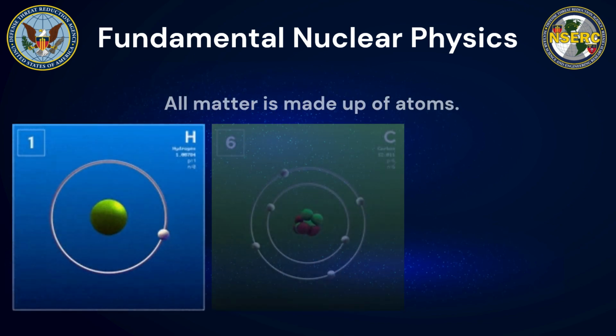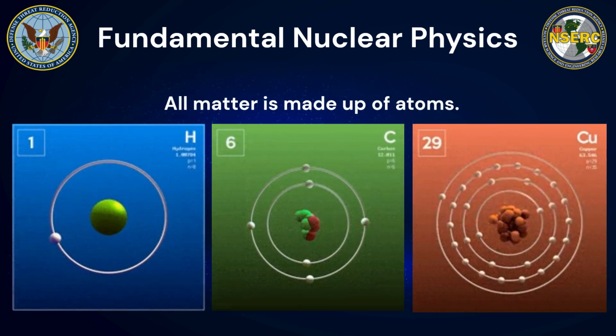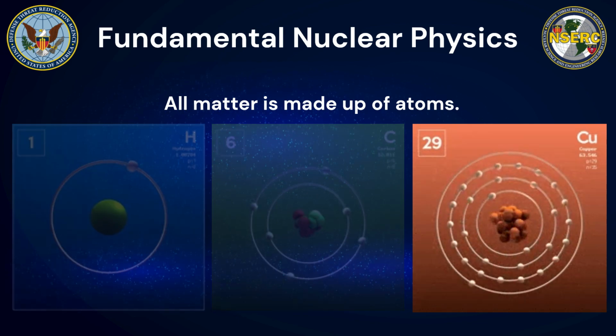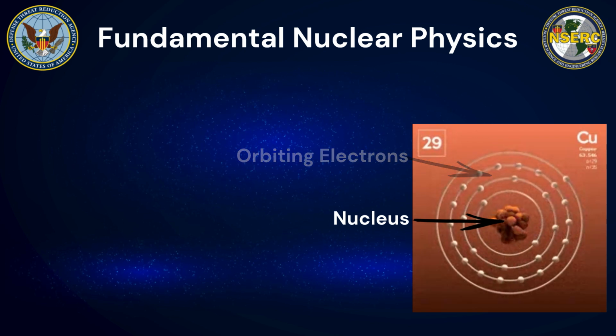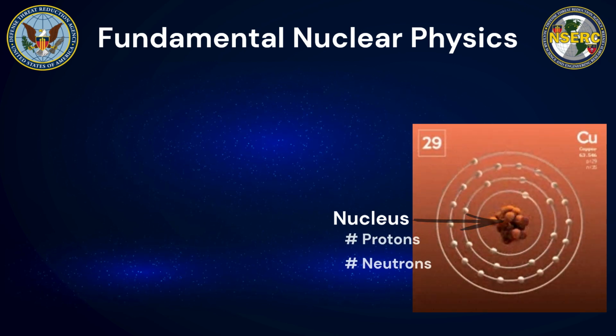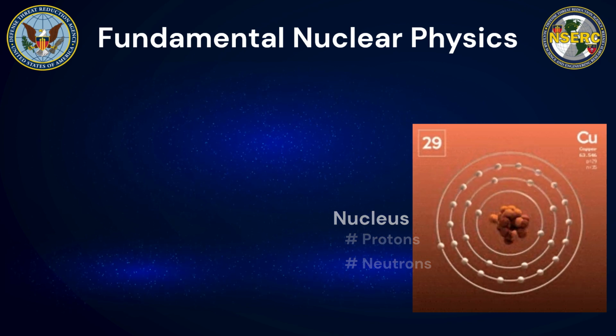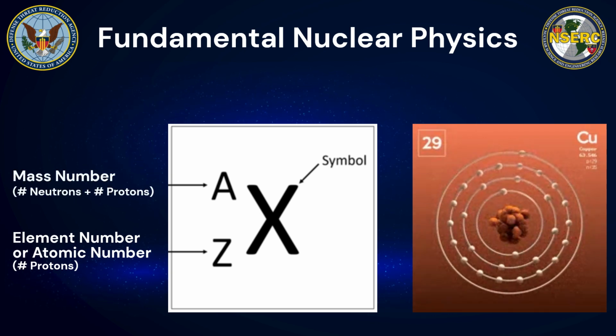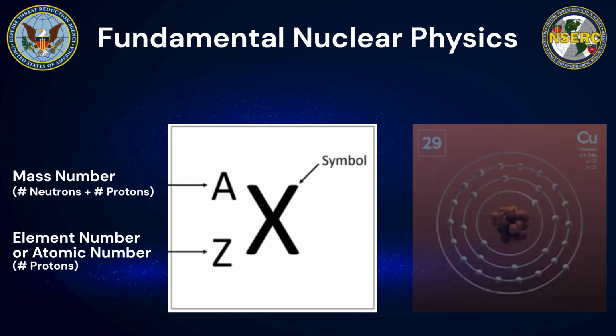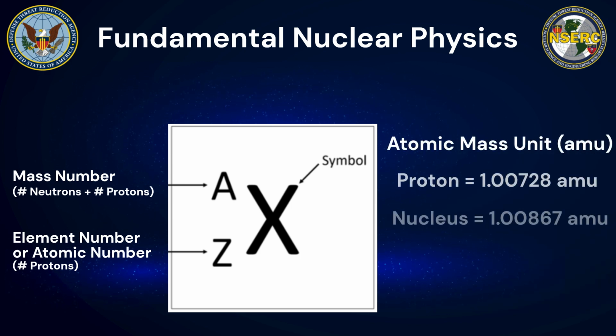To begin with, all matter is made up of atoms, and each atom consists of a very small nucleus at the center, surrounded by a much larger, distant cloud of orbiting electrons. Every atomic nucleus contains some number of protons and neutrons. The number of protons in each nucleus determines the chemical element of that atom, or its Z number, while the number of neutrons in a nucleus, combined with the number of protons, determines the mass number of that atom, or its A number. This is because both protons and neutrons possess roughly equivalent masses, each about 1 atomic mass unit, or AMU.